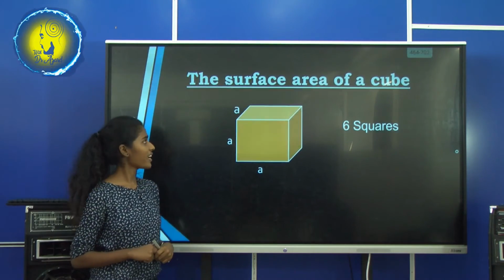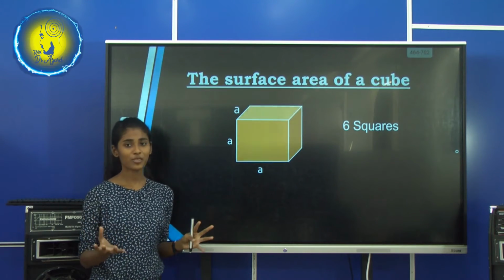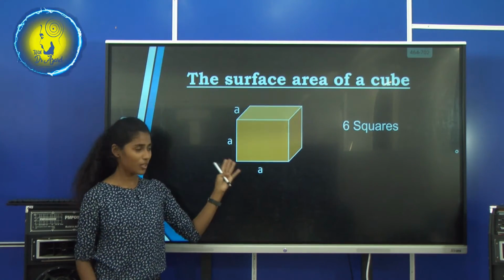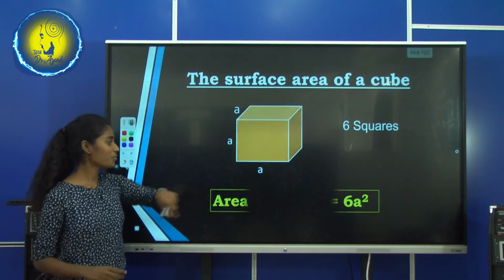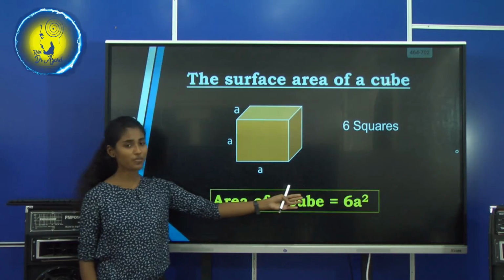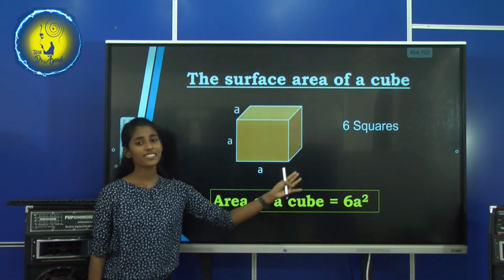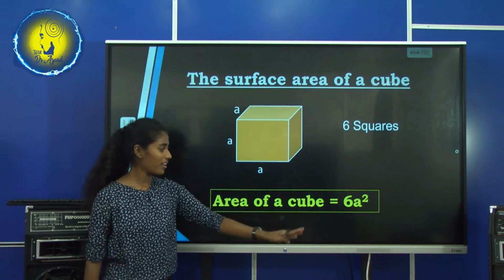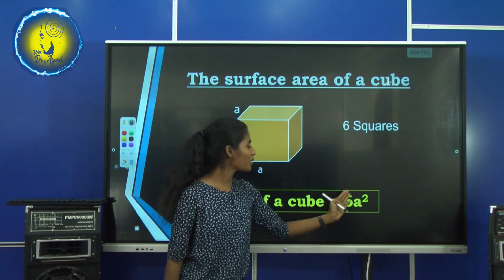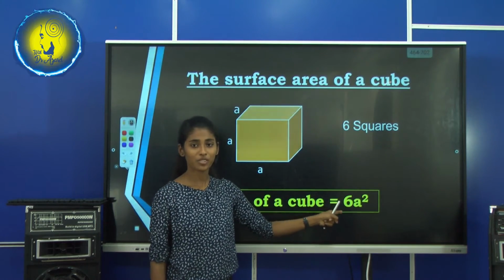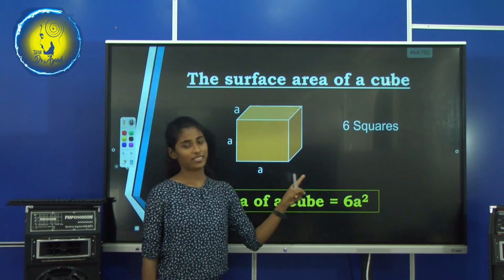Now we are going to find the area of a cube. What is a cube? Have you ever seen a cube, a dice or an ice cube? This is a cube and it has 6 equal squares. To find the area of a cube, we can use this formula: area of a cube equals 6a squared. Here a squared means the area of a square. So we have to multiply the area of a square by 6 because this shape contains 6 squares.